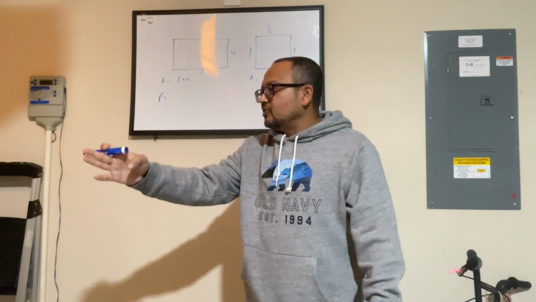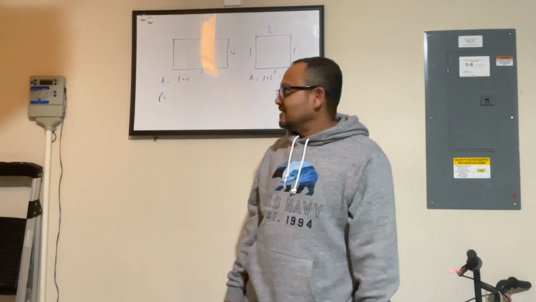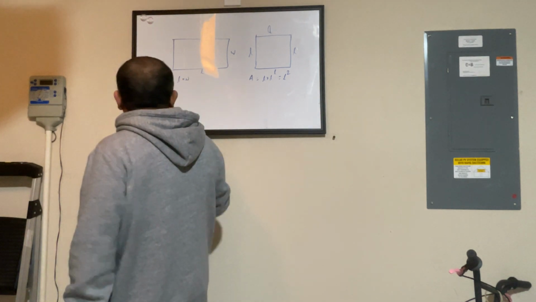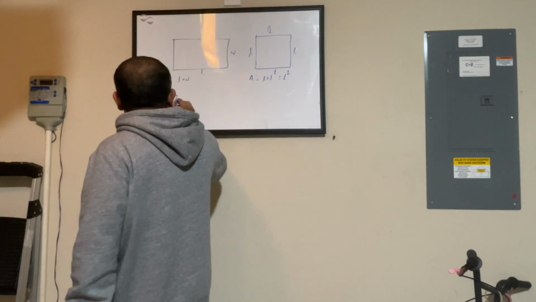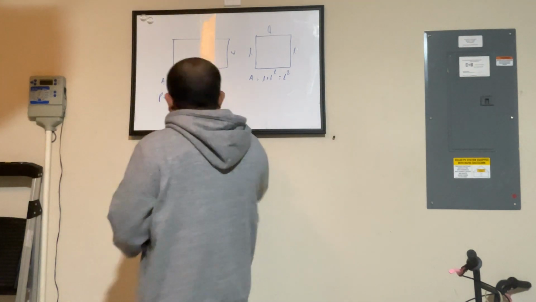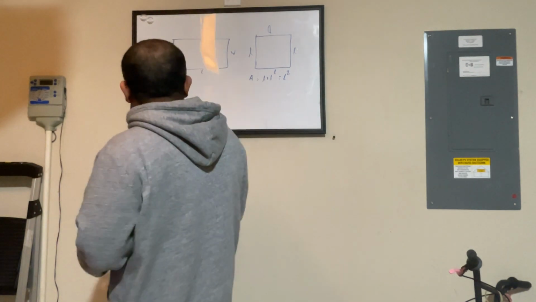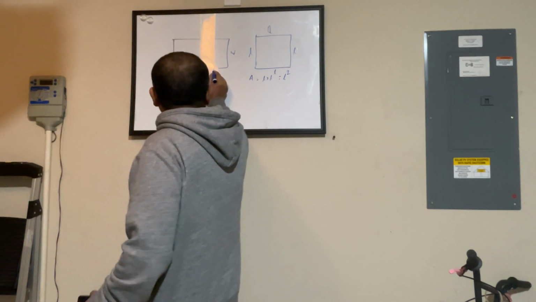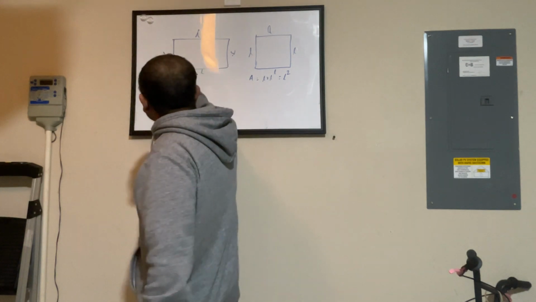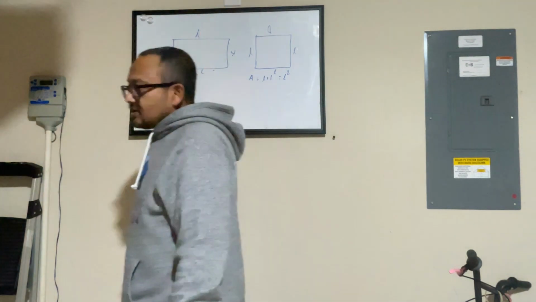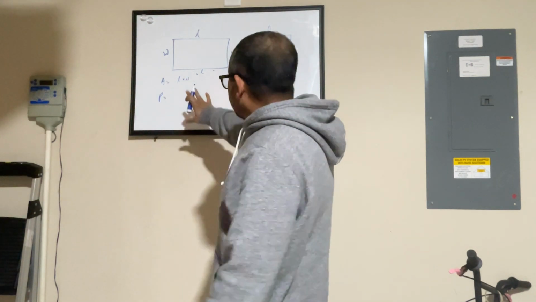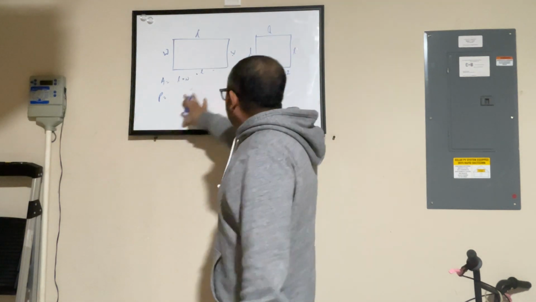Now, if you have to tell me the formula, what will that be? 4L. For a rectangle. Sorry, 2 times L plus W. Exactly. And you don't have to trust me. This is length, and the opposite sides are the same length. Let's go step by step. When we are doing the rectangle, let's finish that. Then we'll come to the square.